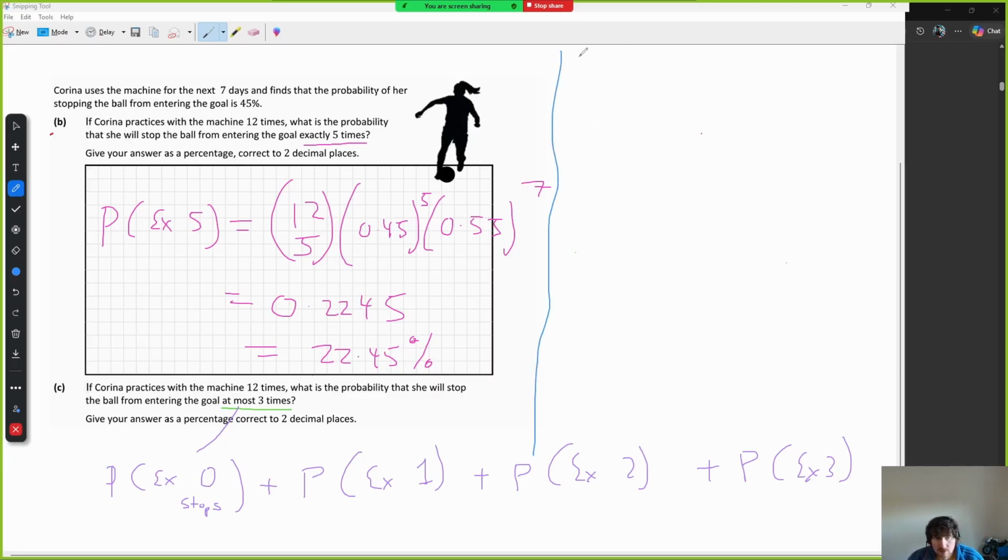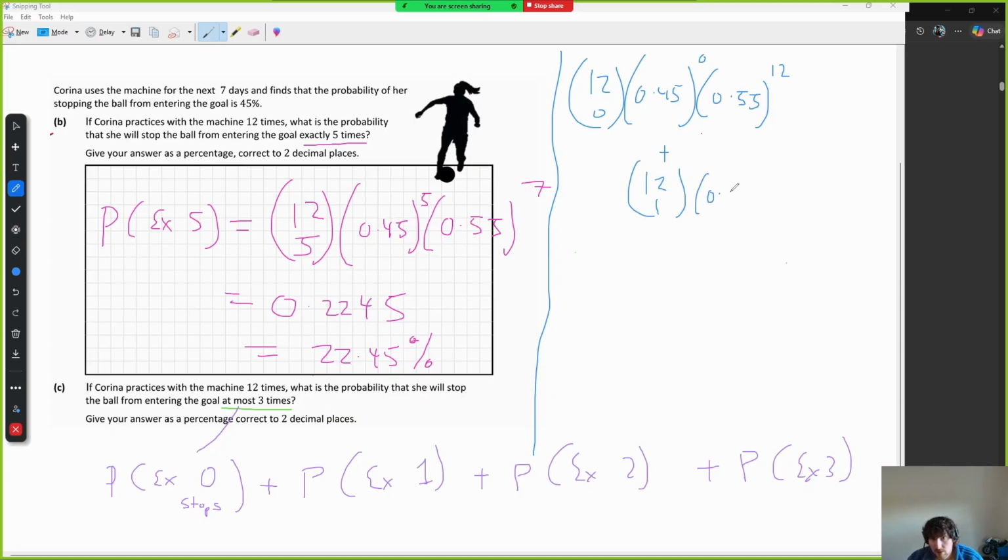So exactly zero stops. So that's like 12 choose 0, 0.45 to the 0, 0.55. So basically let's say all 12 of the shots, okay? And then you add that to the scenario where there's exactly one. So that's like 12 choose 1.